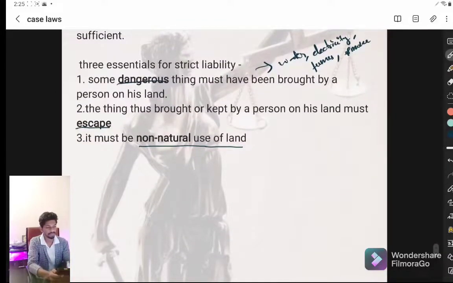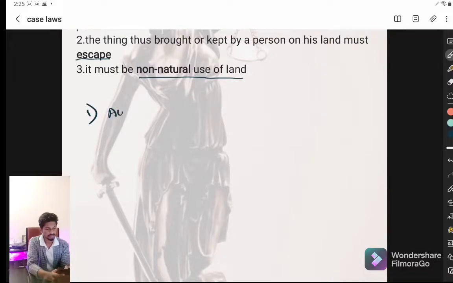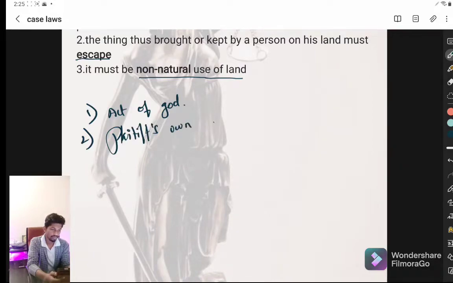This liability also comes with five exceptions. The first exception is act of God. You wouldn't be liable if a supernatural, extraordinary force causes damages, like a tsunami or earthquake. The second one is plaintiff's own default. When the plaintiff voluntarily trespasses onto your land and suffers damages, you are not liable for that. The third one is plaintiff's own consent.